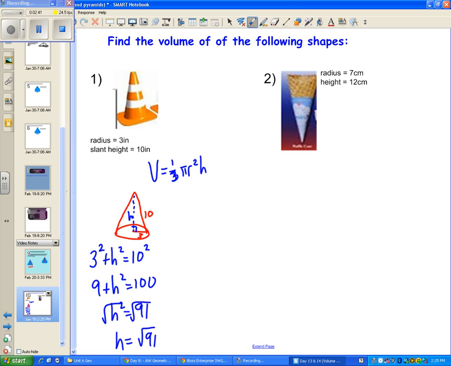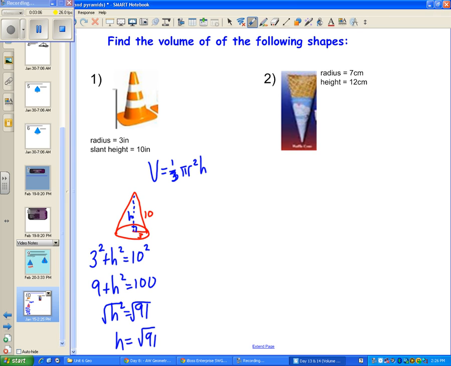For this, I'm going to leave the square root of 91 as my answer for that, because it's going to be a decimal and I don't want to have to mess with it much. I'm going to get some kind of decimal, and so I'm not going to leave this answer in terms of pi when I write this out. I'm just going to multiply it all out.